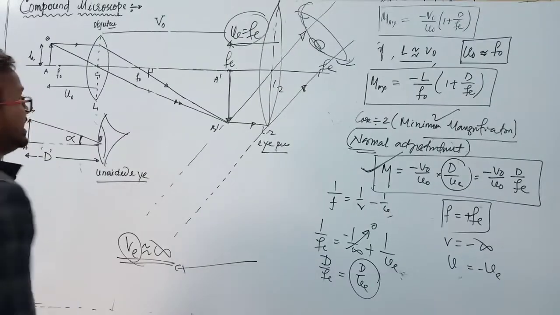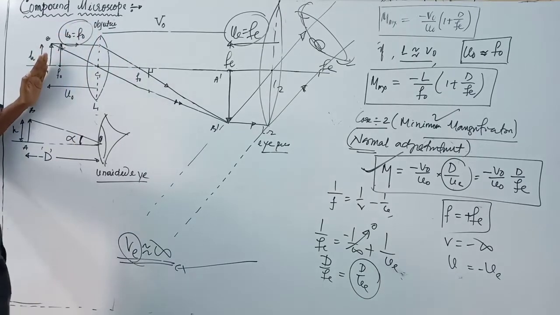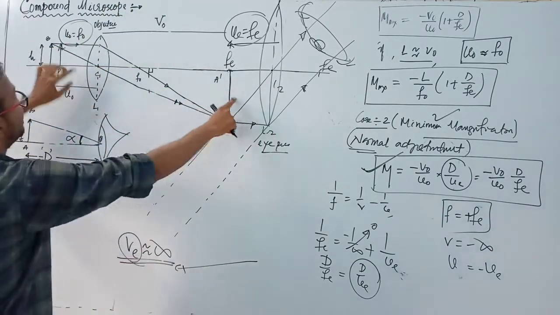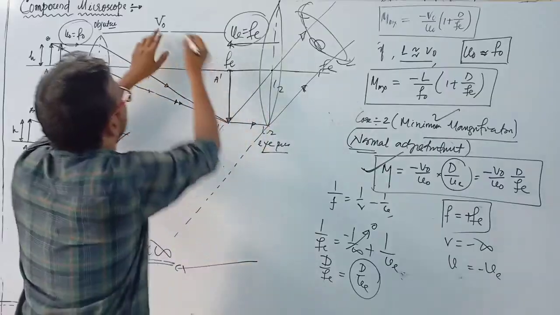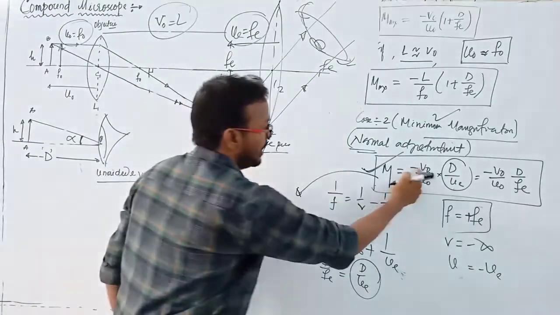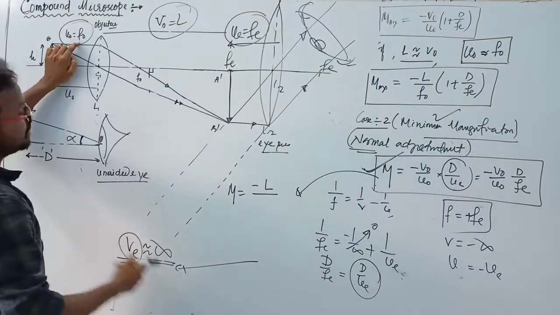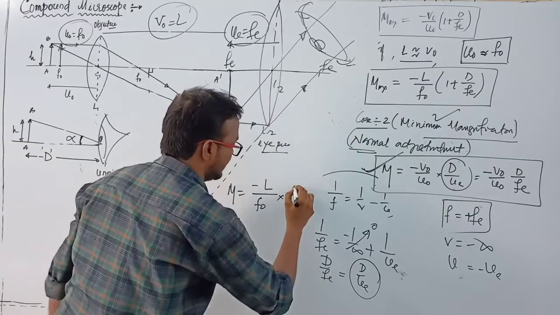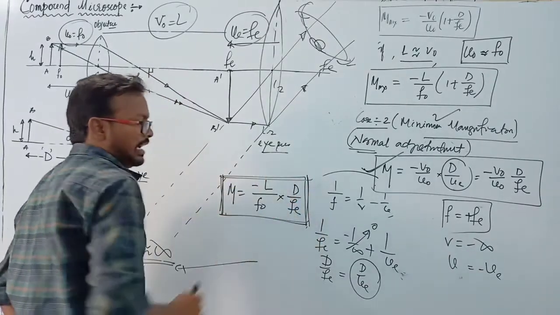Clear? Okay. Another case you can take: if the object lies on the focus point, then U naught equal to F naught. Clear? And when U naught equals F naught, the image formed by this objective lens will be very close to the second lens, or eyepiece. At that time we can write V naught equal to L. So we can write the relation again, that is M equal to minus V naught, which is equal to L, divided by U naught equal to F naught, into the remaining part D by Fe. This is also the minimum magnification for normal adjustment.